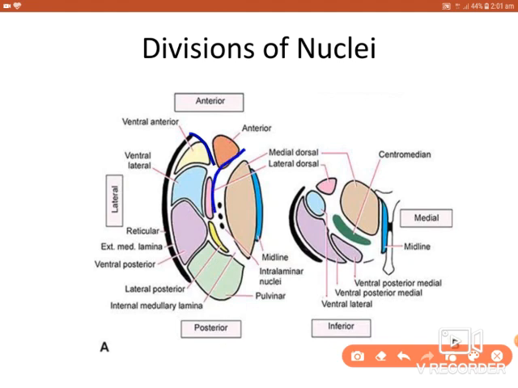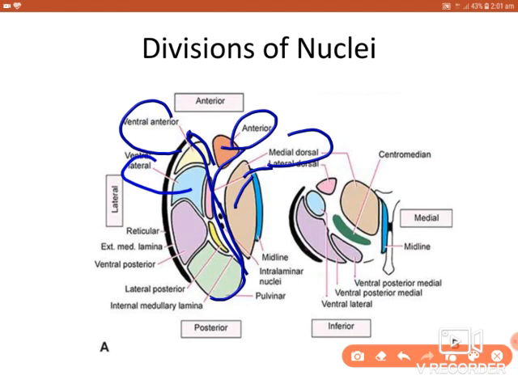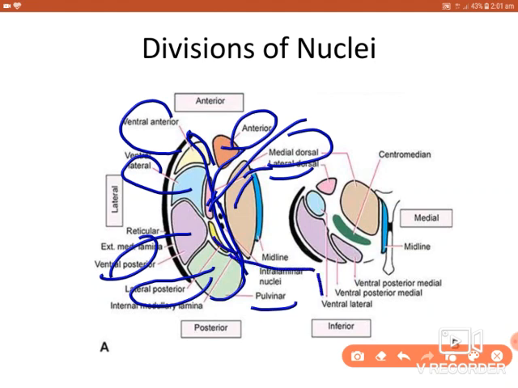So this is the internal medullary lamina, this is the medial dorsal nucleus, this is the anterior nucleus, this is the lateral group. It has a ventral anterior, ventral lateral or ventral intermediate, this is the ventral posterior, this is the posterior or the pulvinar. Then here you can see this is the lateral dorsal, this is the lateral posterior.